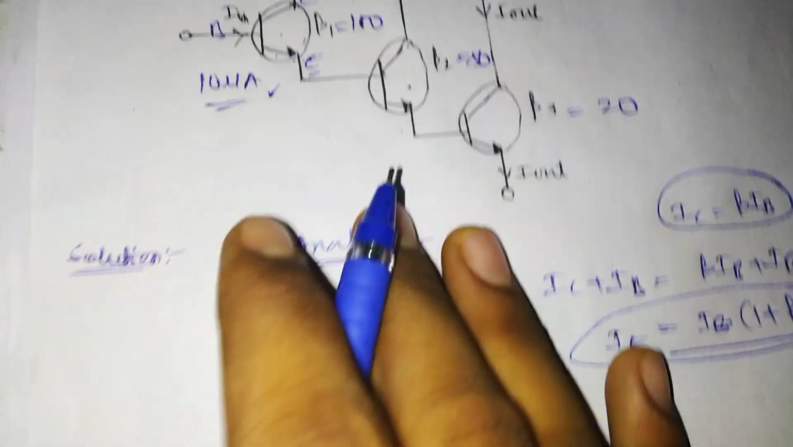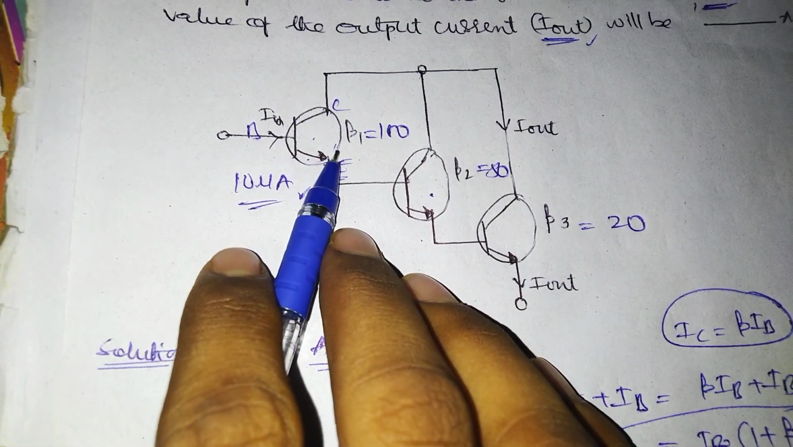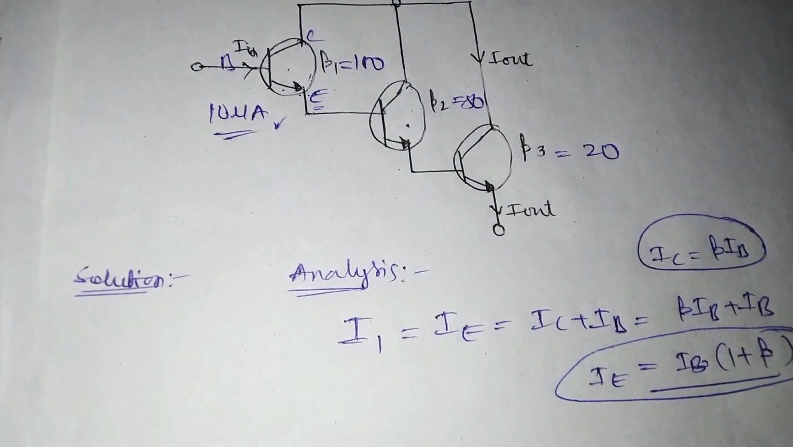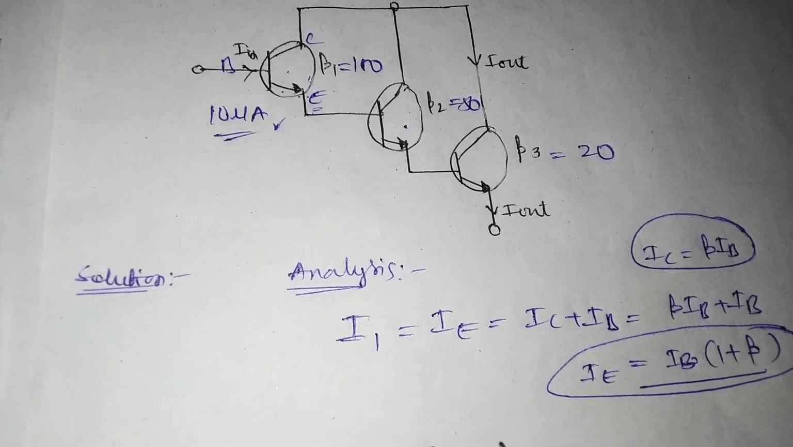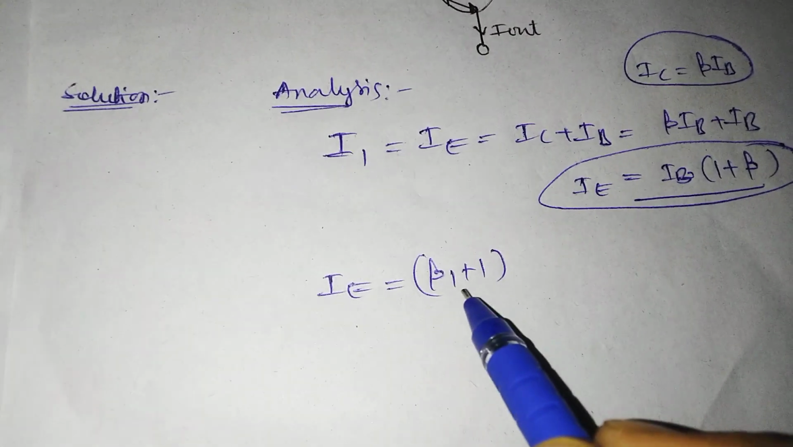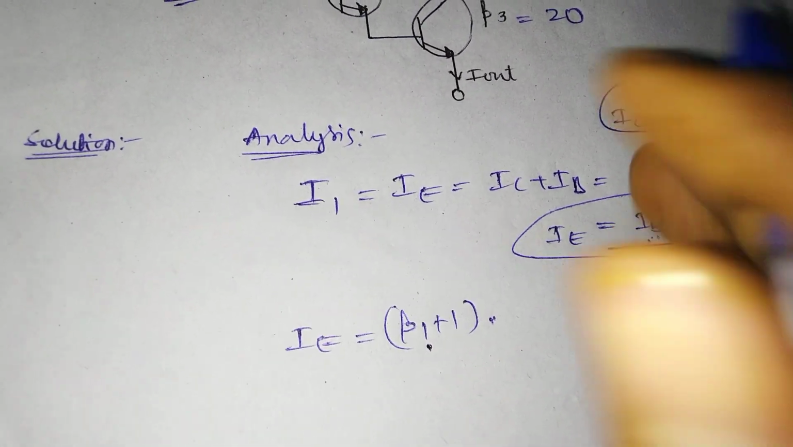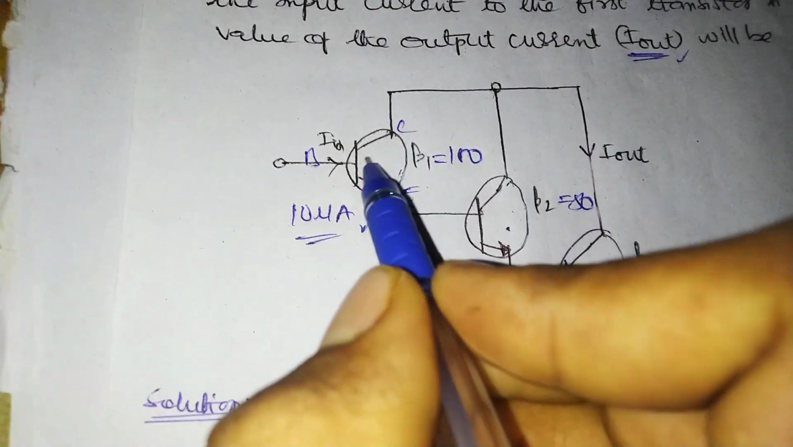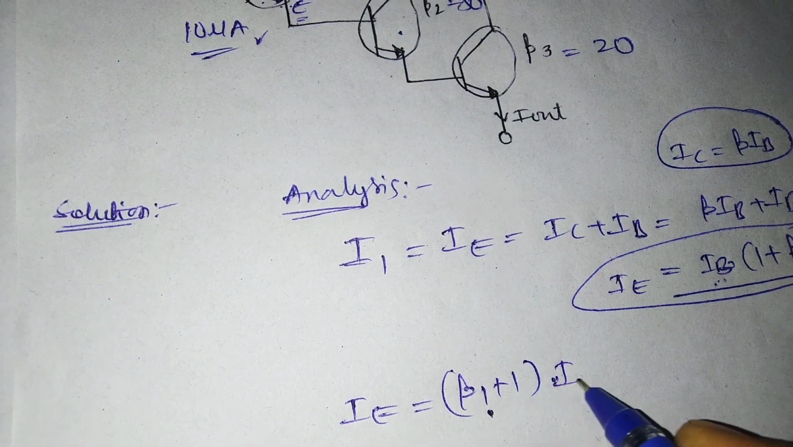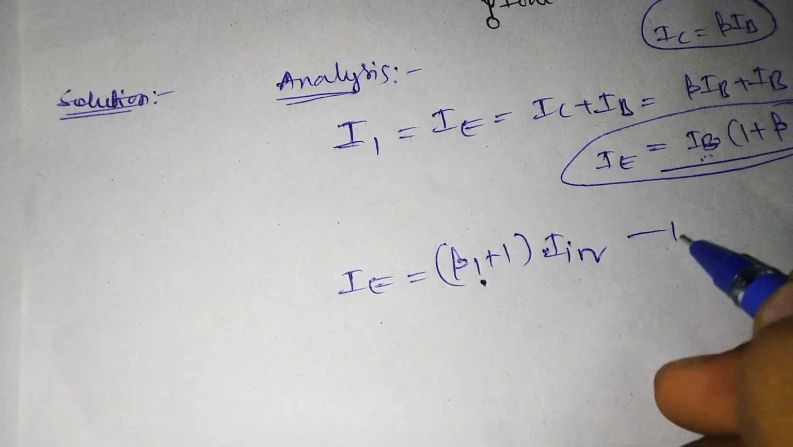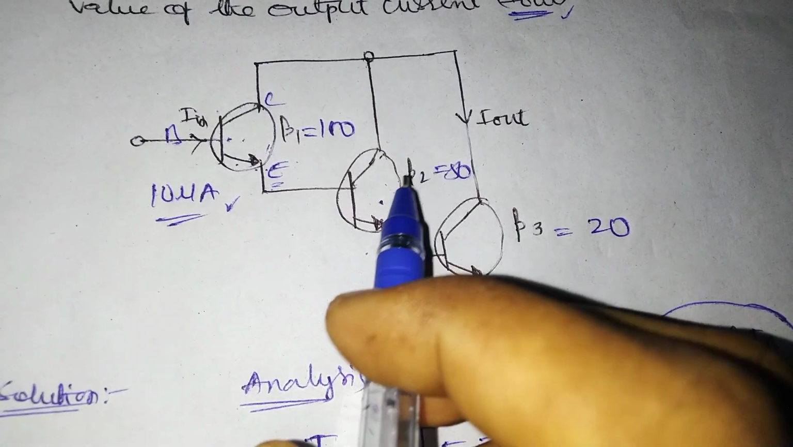So for transistor 1, I1, that is IE output, IE equals (beta 1 plus 1) times IB. Beta 1 is the gain of transistor 1. IB is nothing but the base current, right? For the base we are applying the input current, that is I in. So simply write I in. This is the first equation. Then the second equation we get from transistor 2.